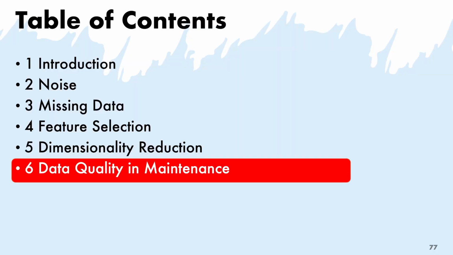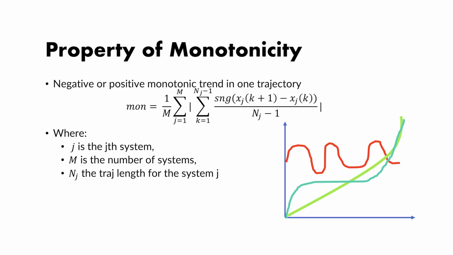Let us now talk about data quality and maintenance. There are some metrics that are very specific to maintenance that we use in other fields, but mostly in maintenance. And they are the monotonicity, the trendability, and the prognosability. And they are very important to attain effective time series analysis.